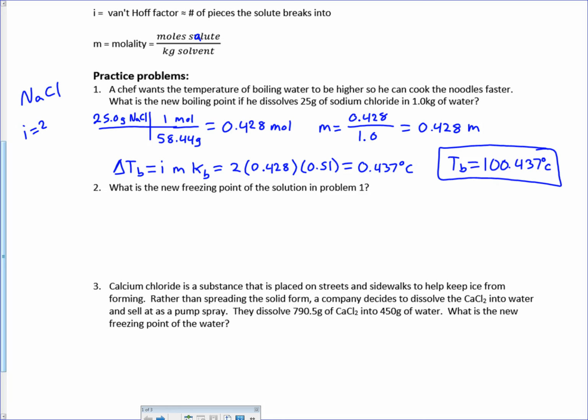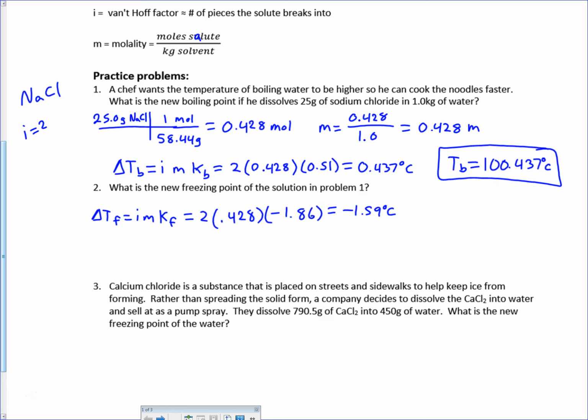All right. Number 2, it says freezing point, same solution, and so we don't have to do all the calculations that we did originally because that was just to get molality. So we can jump right to delta TF equals i times m times KF, which equals 2 times, again, 0.428 times our KF, that's negative 1.86. We multiply all of those together, we get negative 1.59 degrees Celsius. All right, so this is the change in temperature. The freezing temperature is going down by 1.59.